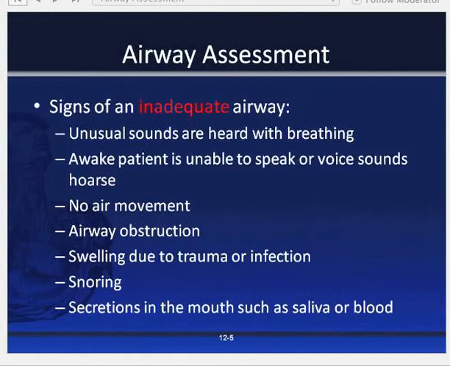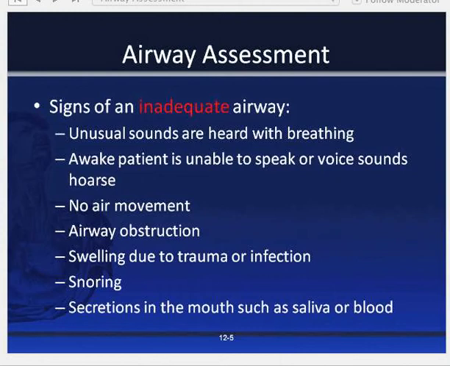Signs of inadequate airway. Obviously, not every sign listed below is present in every patient who has an inadequate airway. Unusual sounds are heard with breathing, such as stridor, which is a high-pitched, harsh sound, usually associated with an upper airway obstruction, or snoring, which is like a gurgly sound, again also usually associated with upper airway obstruction.